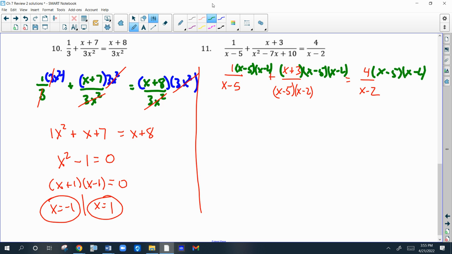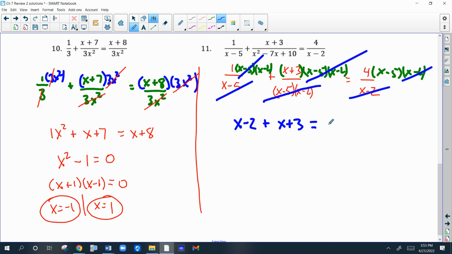So as usual with equations, now you're going to cancel out everything that you can. This x minus 5, this x minus 5, all the denominators are going to cancel. x minus 5, x minus 2 with x minus 5, x minus 2, and x minus 2 with x minus 2. So we're left with 1 times x minus 2 plus x plus 3, everything else canceled, equals 4 times x minus 5.